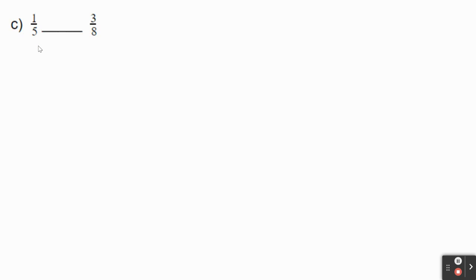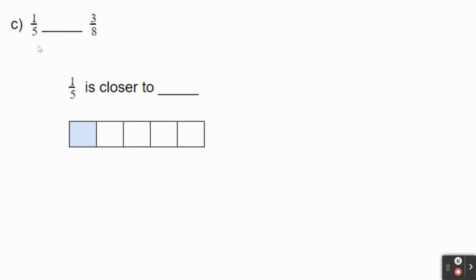Now we have 1/5 and 3/8. We're going to find which benchmark fraction 1/5 is closer to. So if we have our visual model, we have 5 parts with one of them shaded. Here we only have one part shaded. We can see this is really close to having none of the model shaded. This is closest to the benchmark fraction 0.